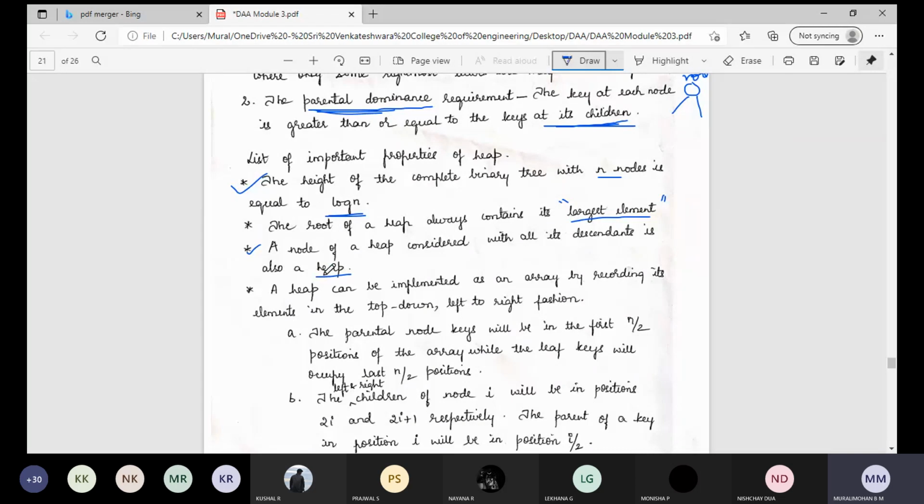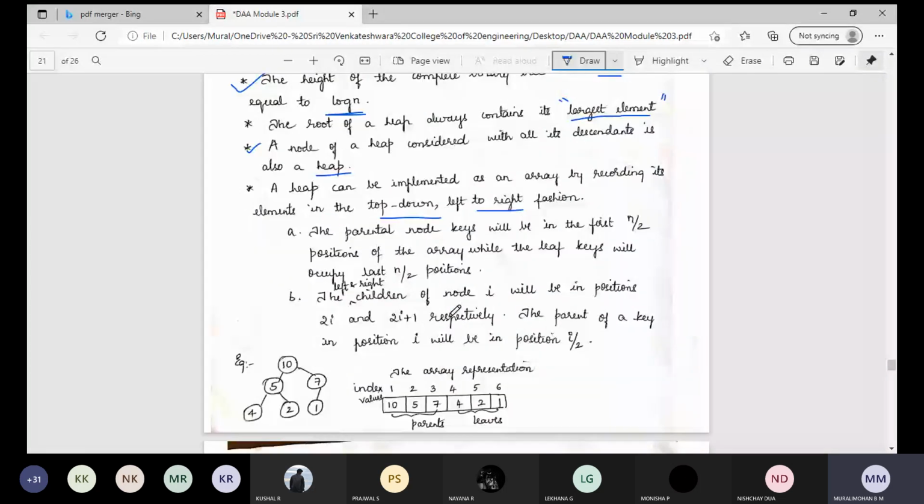Next, a heap can be implemented as an array by recording its elements in a top-down, left-to-right fashion. Here the parental node keys will be in the first n by 2 positions of the array, while the leaf keys will be in the last n by 2 portion.